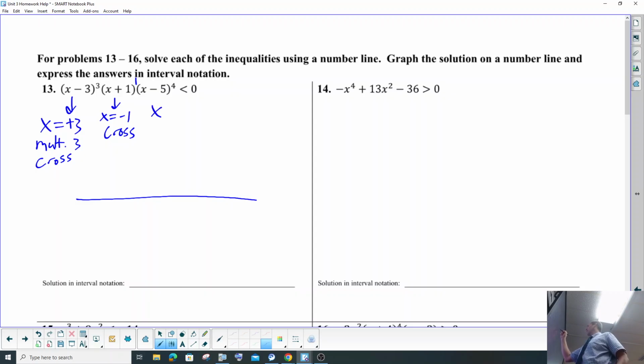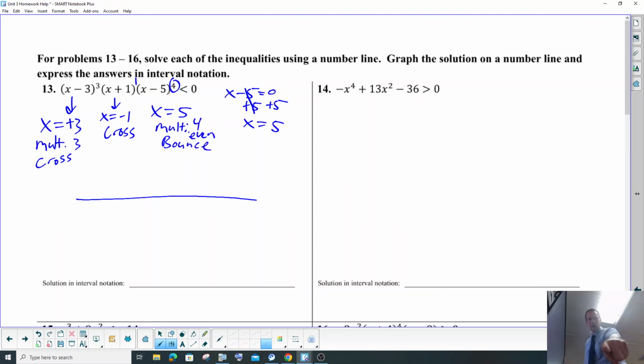But this one has a positive 5. Remember, because you take x minus 5, you set equal to 0, you add 5 to the other side, and x equals 5. But it's got a 4 for a multiplicity. And since the multiplicity of 4 is an even number, pause me, try it on your own. So multiplicity of 4 is even, so that means we're going to bounce.